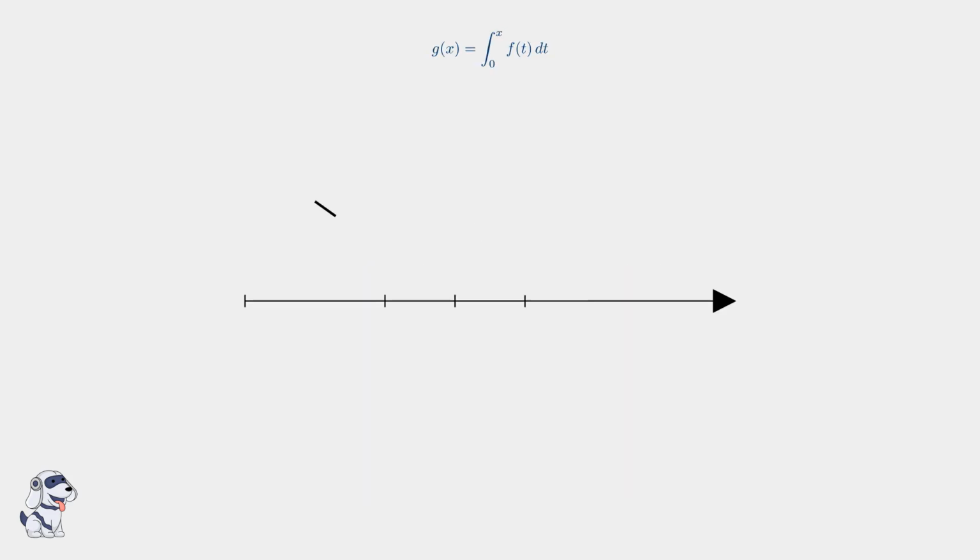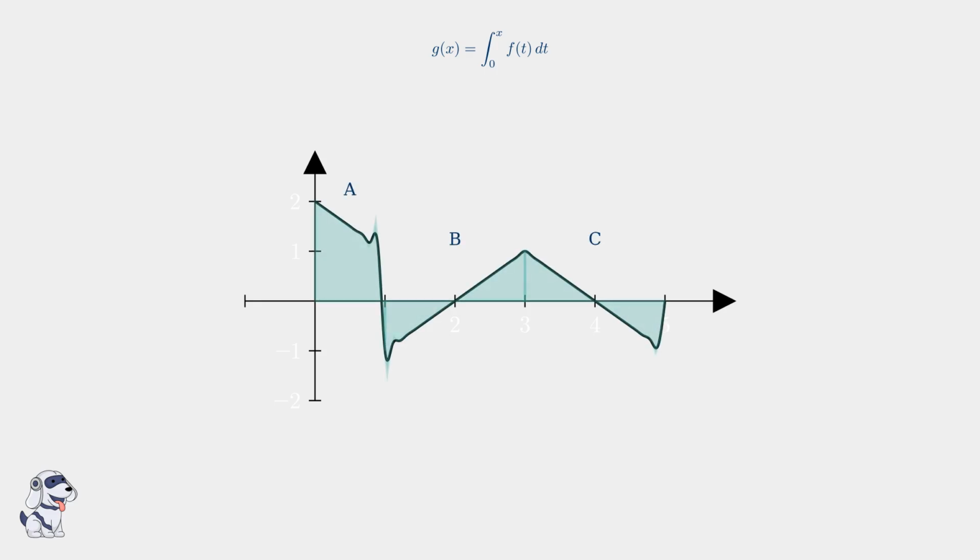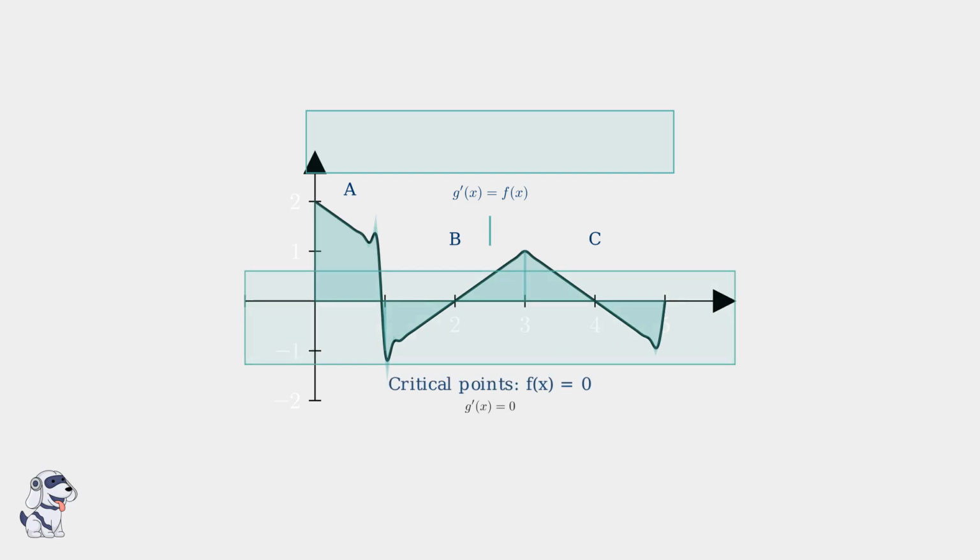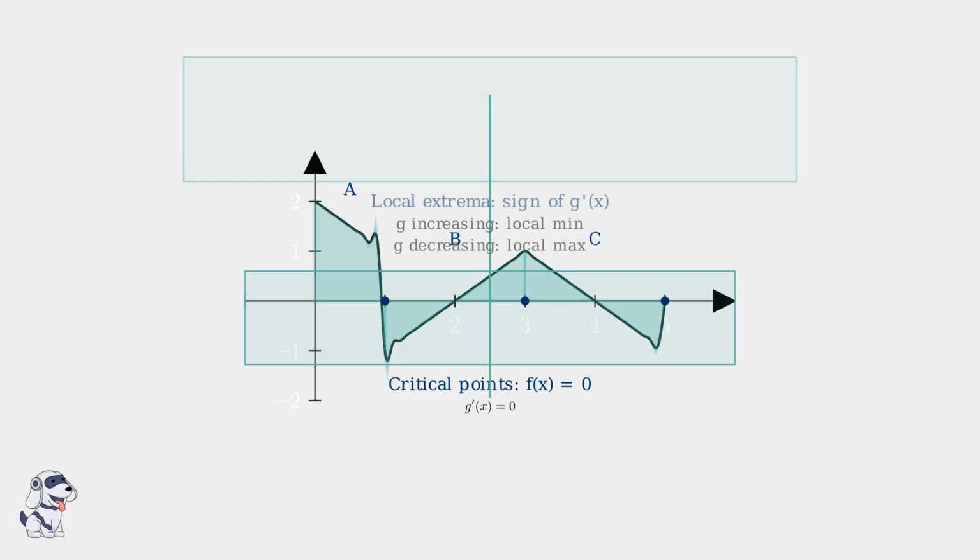Problem 11 analyzes g of x equals the integral from 0 to x of f of t dt, where f is the given function graph. By the fundamental theorem of calculus, the derivative g prime of x equals f of x. Critical points occur where g prime of x equals 0, which means where f of x equals 0. Analyze the sign of g prime of x to find local extrema.